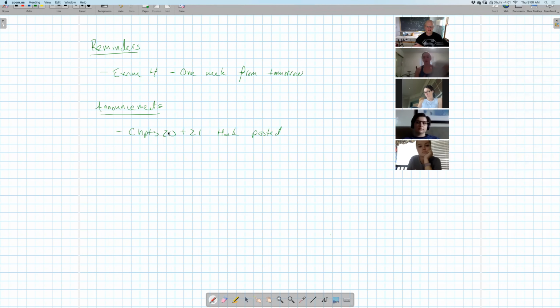And then the second announcement: chapters 20 and 21, which we're going to start today. Those homeworks are already posted. Actually, I think 20 is already posted and 21 will show up tonight, but that's okay. We're only going to start chapter 20 tonight. Those are the two chapters that we're going to go through for this next exam.